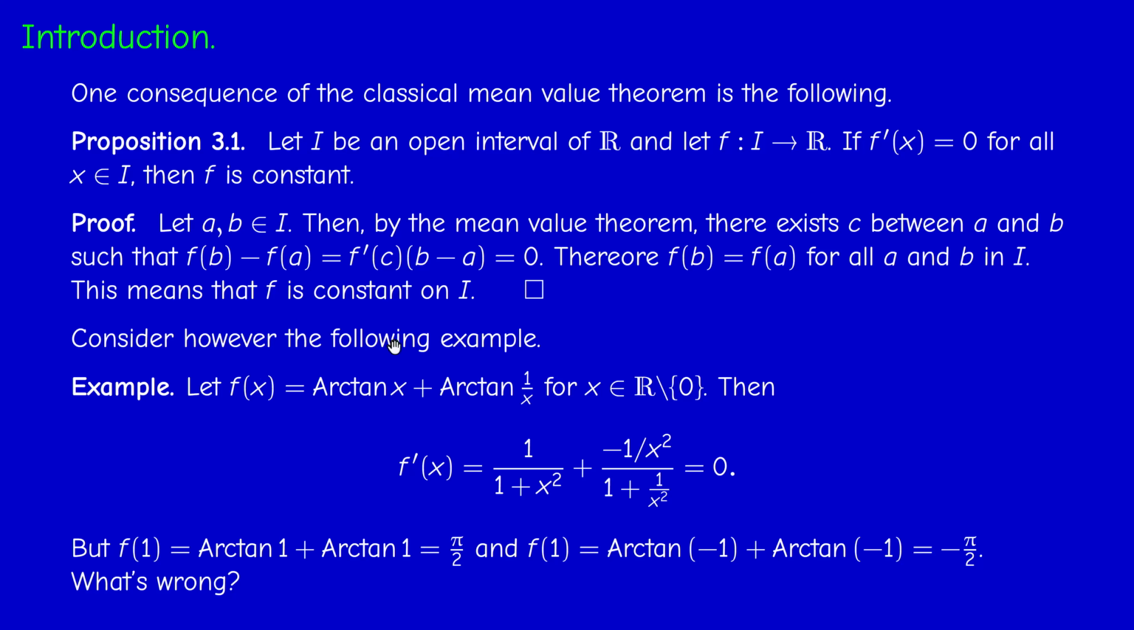Okay, there is a very important assumption here. I is an open interval. Okay, because in order to apply the mean value theorem, we have to work on an interval. Okay, R without 0 is not an interval. So this is why this conclusion does not work. This corollary does not work.